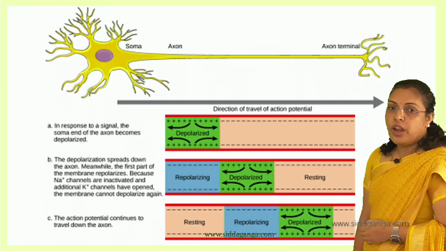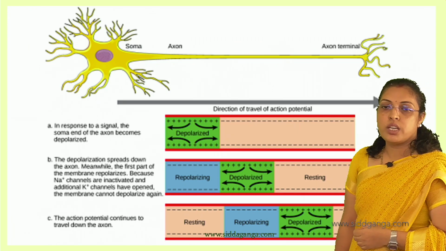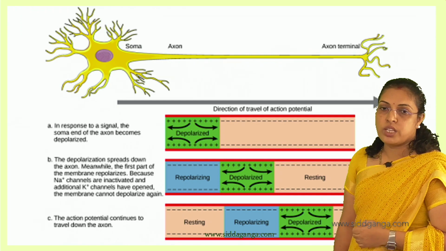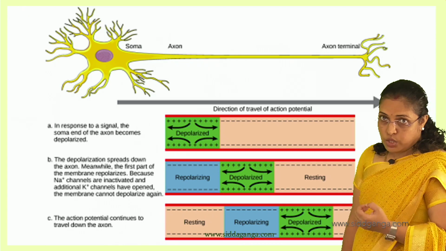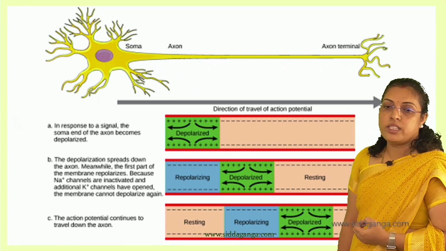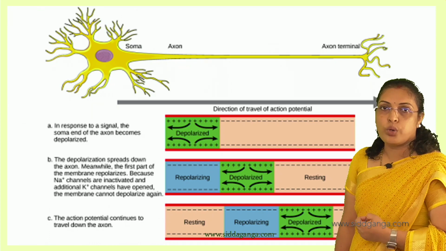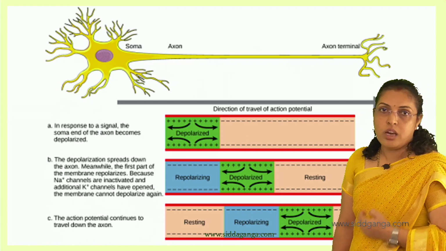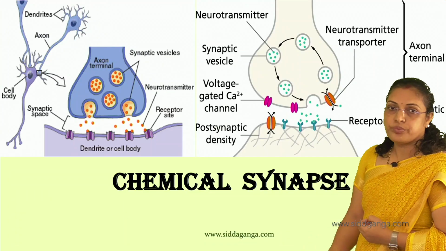See, in the depolarized state, inner positive charge, outer negative charge. Again in the repolarized state, inner negative charge, outside positive charge. In the last diagram they have shown all three. During the resting and repolarized state, inside we see negative charge, outside positive charge. In the depolarized state we see inner positive charge and outer negative charge.